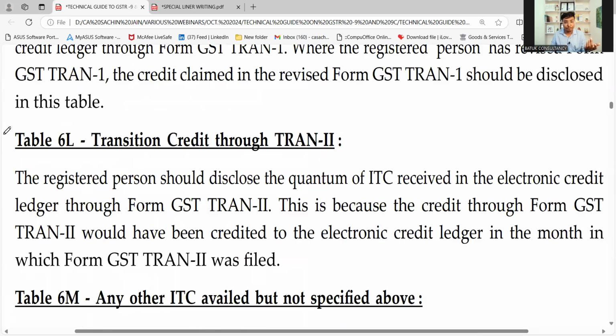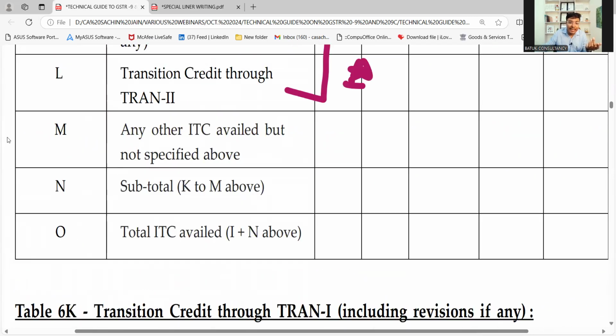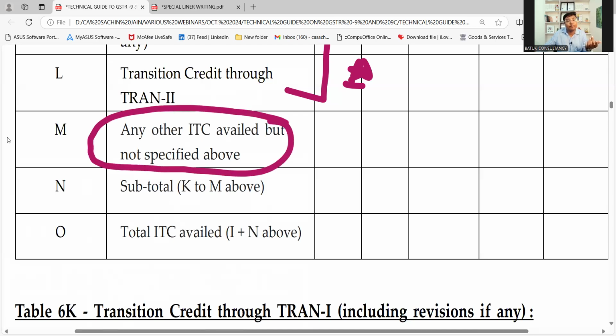Okay, now one more option is there, any other ITC availed but not specified. Brother, if there is any ITC which you have availed but which is not covered anywhere above, that means which is not mentioned as from a registered person, which is not based on reverse charge mechanism, which was not based on your import of goods, import of services, or input service distributor. Sir, what type of ITC is not specified elsewhere? The point is that there are certain forms such as ITC 01, ITC 02.